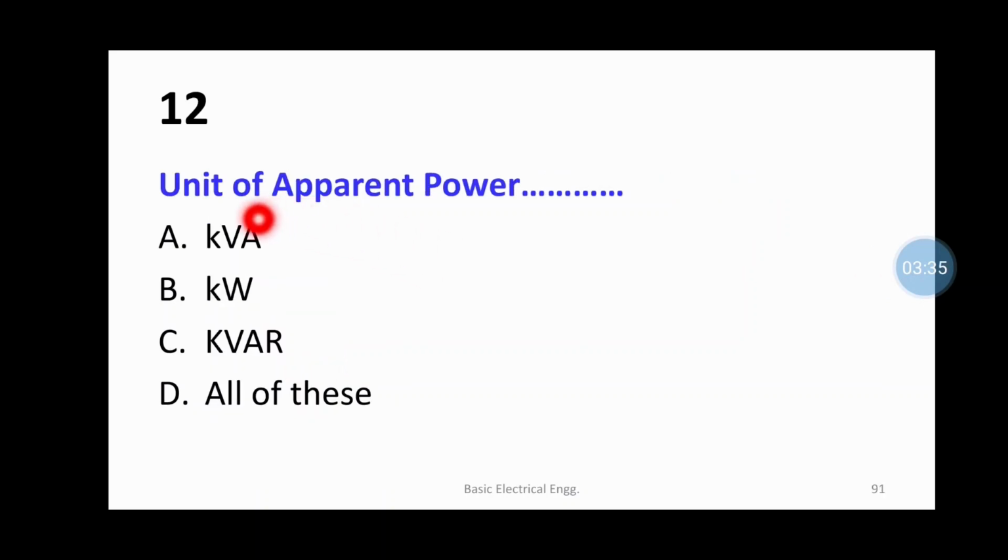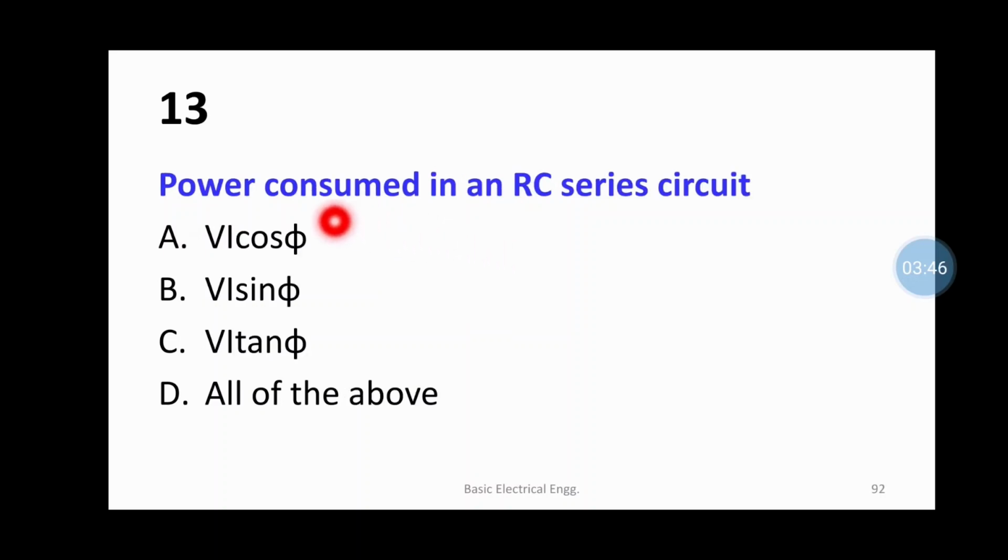Question number 12. The unit of apparent power. Usually the unit of apparent power is expressed in terms of kilovolt ampere, kVA. Please select option A. Question number 13. Power consumed in an RC series circuit. What is the value of power consumed in an RC series circuit? It will be VI cos phi, where cos phi is the power factor. Cosine of the angle between voltage and current is known as power factor. It is expressed in terms of cos phi.